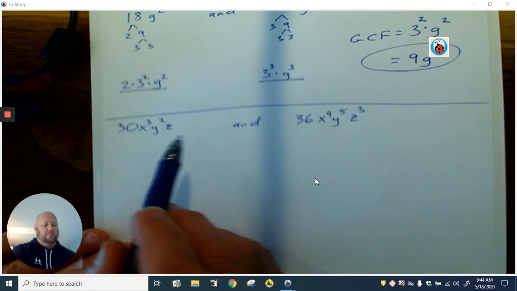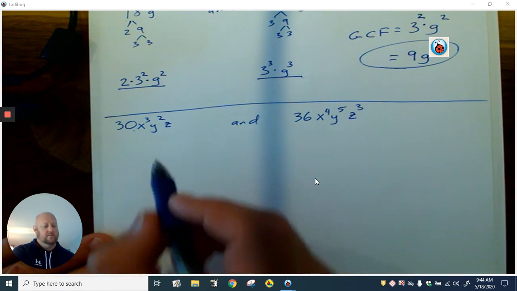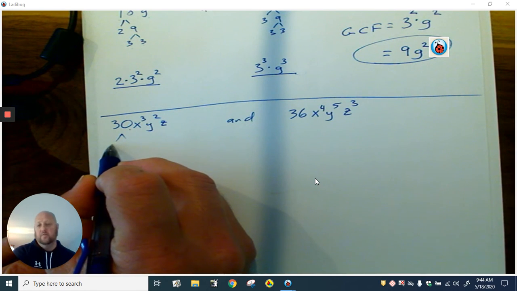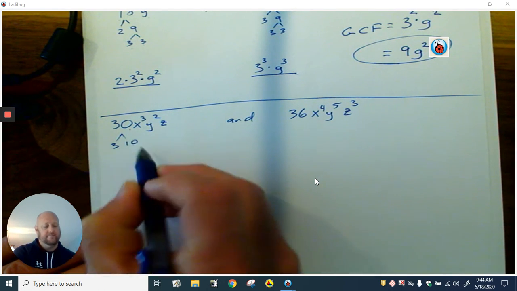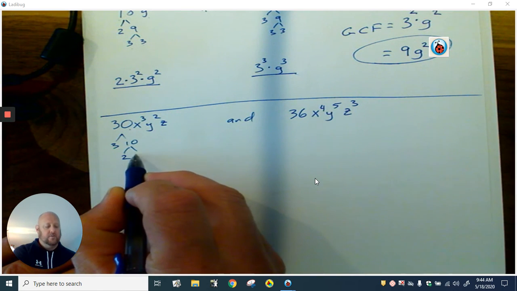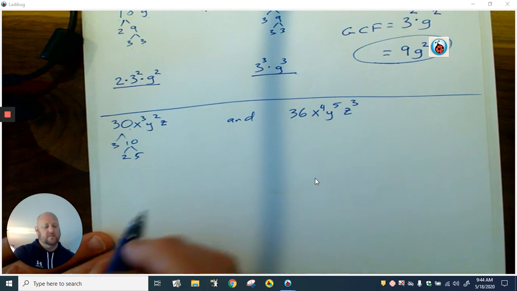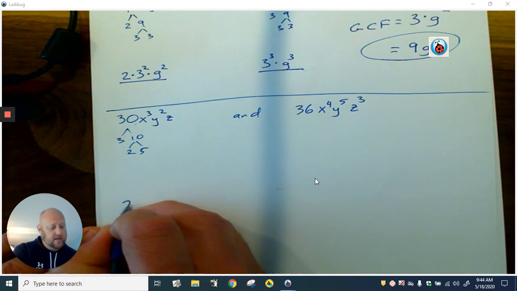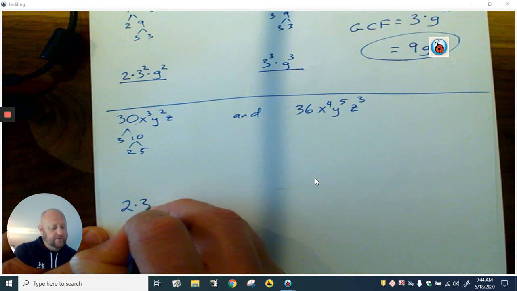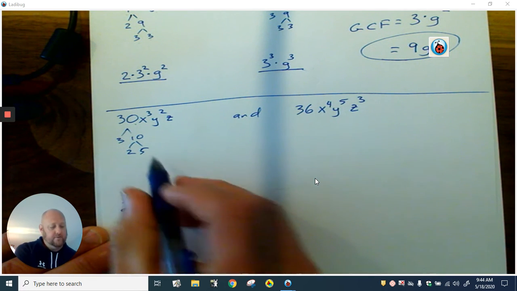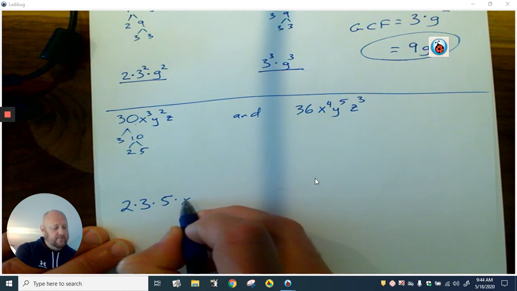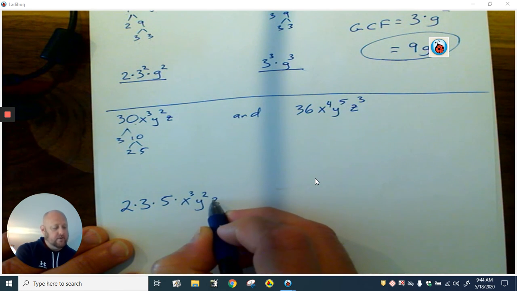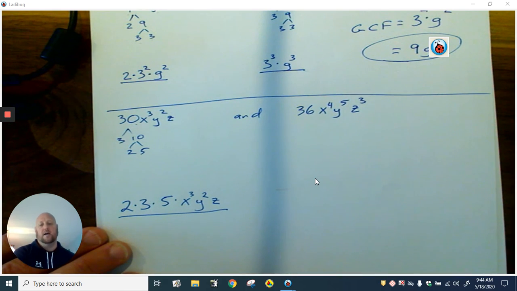So let's try another example. Let's say we have these two here. Again, we're just going to break that down. That 30 breaks down into, you can go 2 and 15, 3 and 10. 10 breaks down into 2 and 5. So this 30x squared y squared z would be the same thing as, I have a 2, I have a 3, I have a 5. There's only one of each. I have x to the third, I have y squared, and I have 1z. Okay, we're just looking at that.